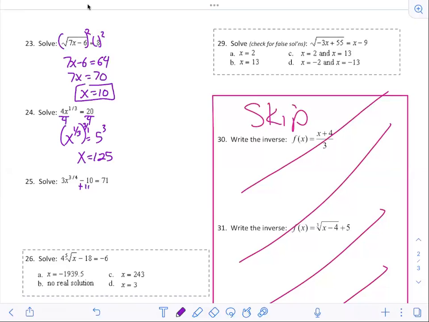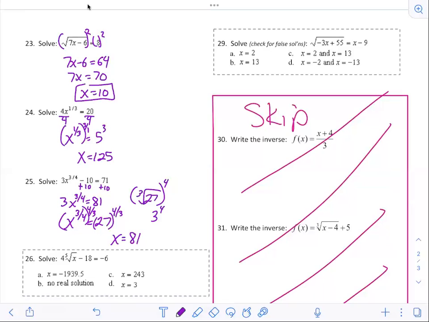This one, we have to follow all of our steps. So add 10. Divide by 3. And so now we want to raise this to the reciprocal power. So we're going to raise it to the 4/3. So 27, we're going to take the cube root of that to the 4th power. Cube root of 27 is 3, and 3 to the 4th is 81.